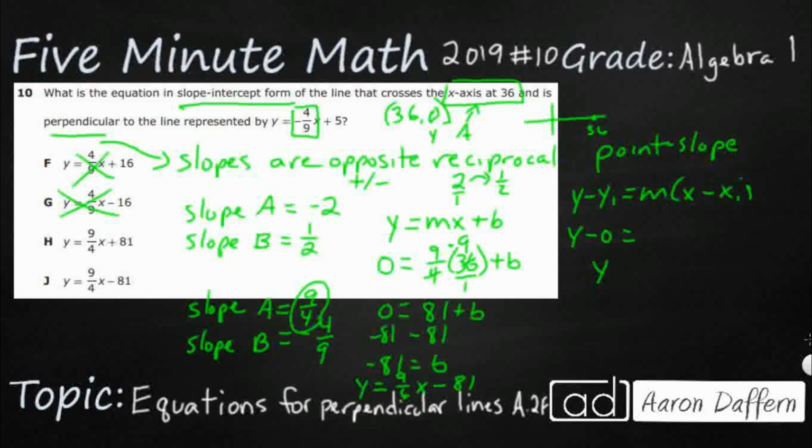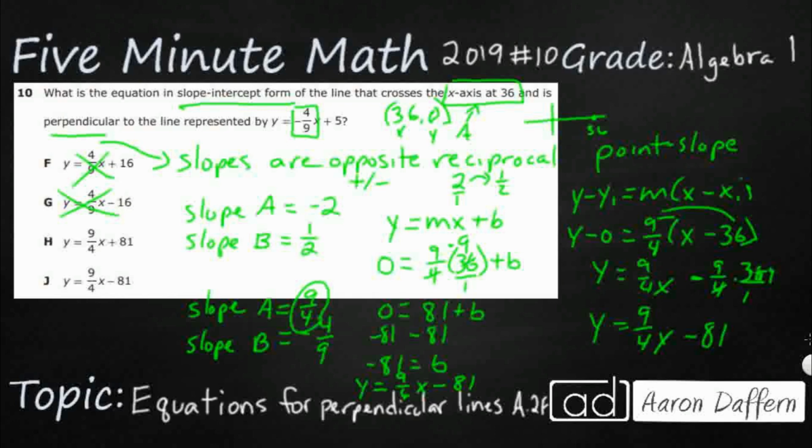My slope is going to be that 9/4. Then x minus, and then my x is 36. All right, so y equals, we need to distribute this out, 9/4 x, which we've already got, and then minus that 9/4 times 36 over 1, which remember we already did that work. So it's y equals 9/4 x minus 81, because this turns into a 9. And so our answer here is J.